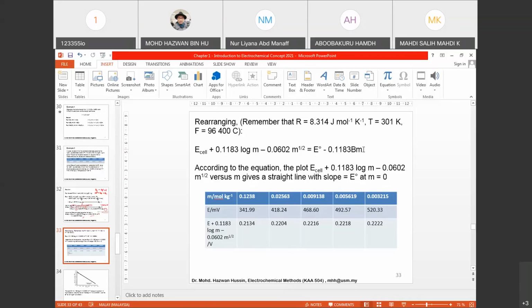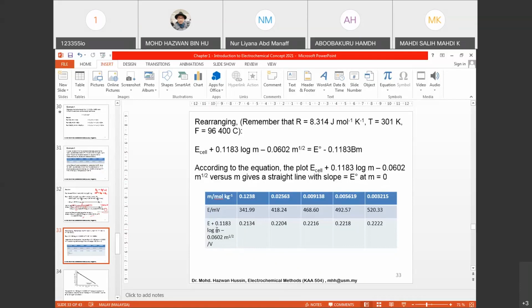So finally, after you have this notation, you will, of course, make a plot. But before you make a plot, you need to calculate the value. So this is actually the Debye-Huckel representation for this experiment. So you will calculate those values. So how to calculate this value, okay?